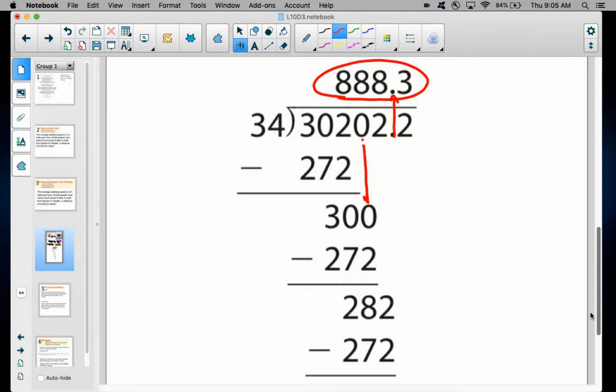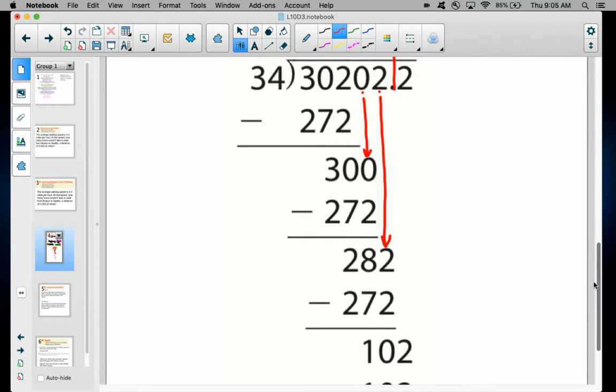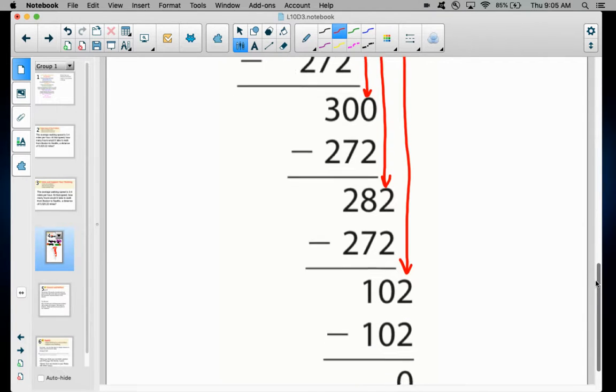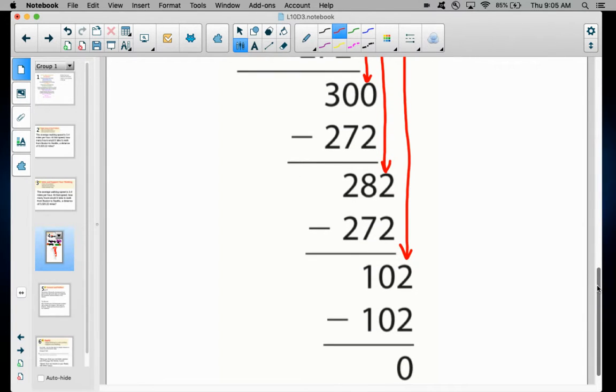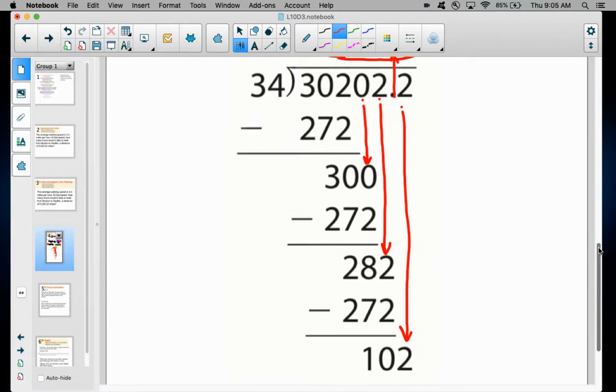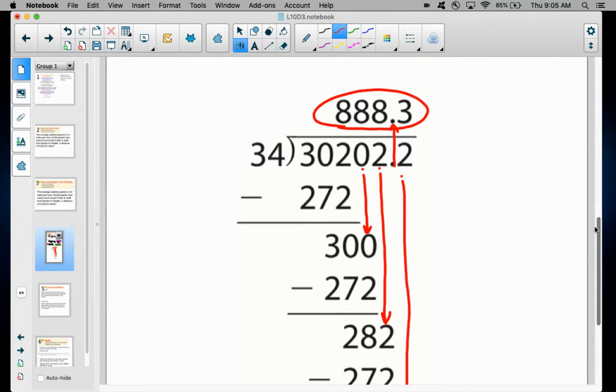We are dragging down that 0, and then we're dragging down that 2, and then we're subtracting. It does continue, and this 2 gets brought down here when we're subtracting, and it does have a remainder of 0 at the end. So hopefully that problem you were able to be successful with. If not, we have a couple more that we're going to practice with.